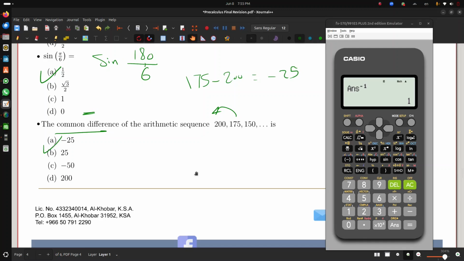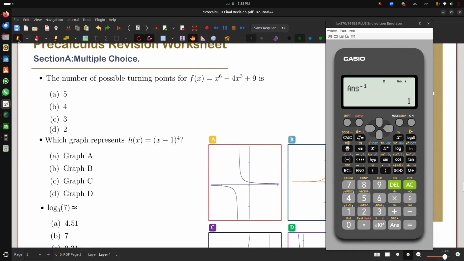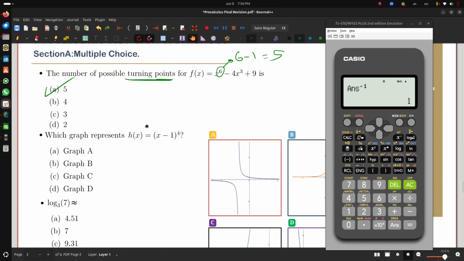Next, the number of possible zeros, it's the degree of the highest term, so it will be 6. Sorry, it's the turning points. Turning points, you will take the power of the leading term and you will subtract 1, so it will be 5.